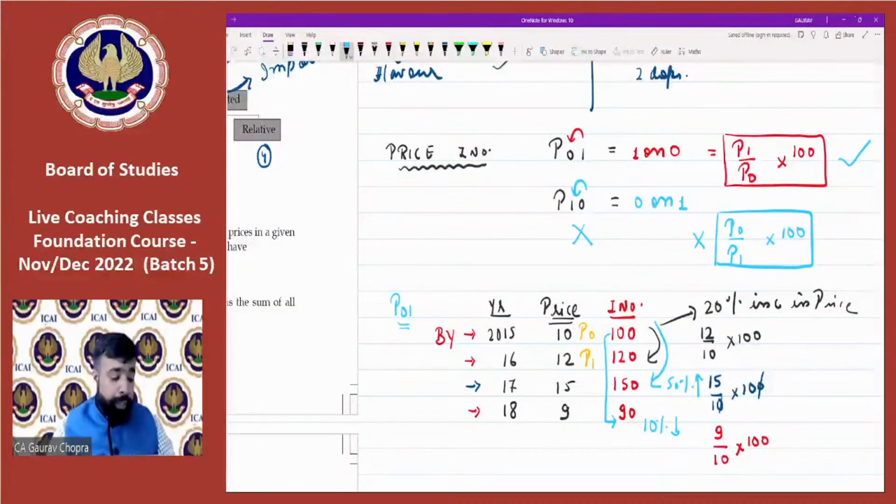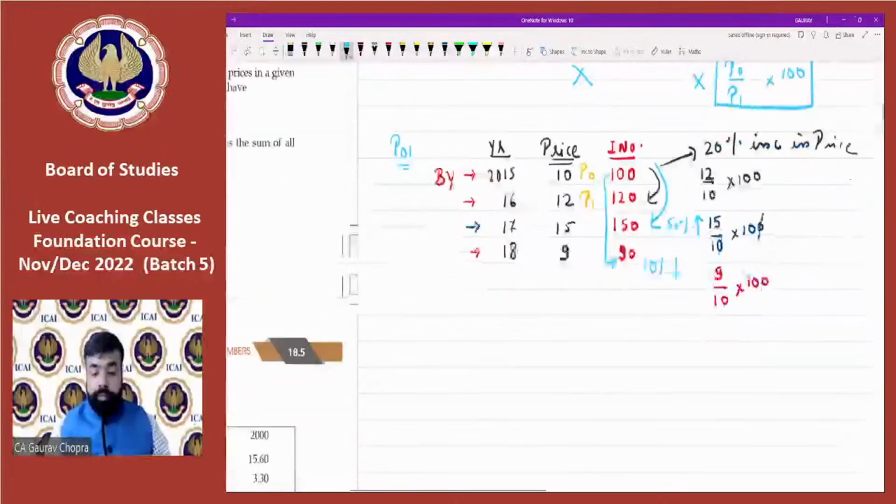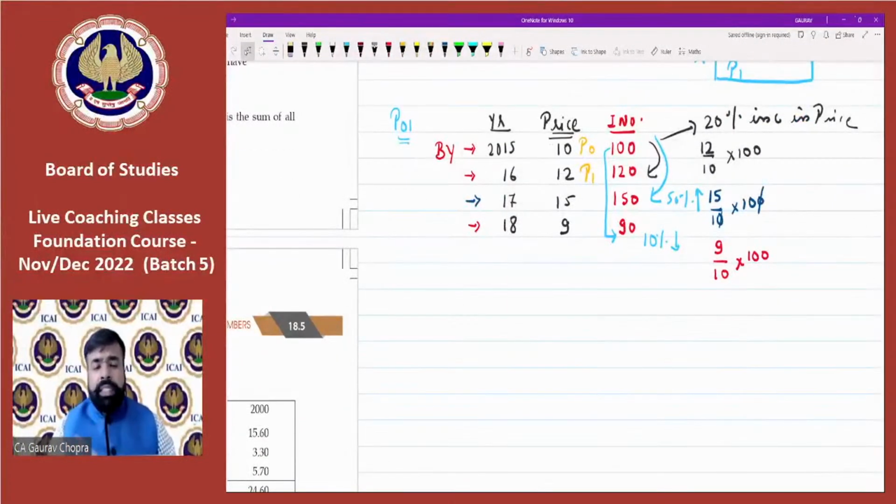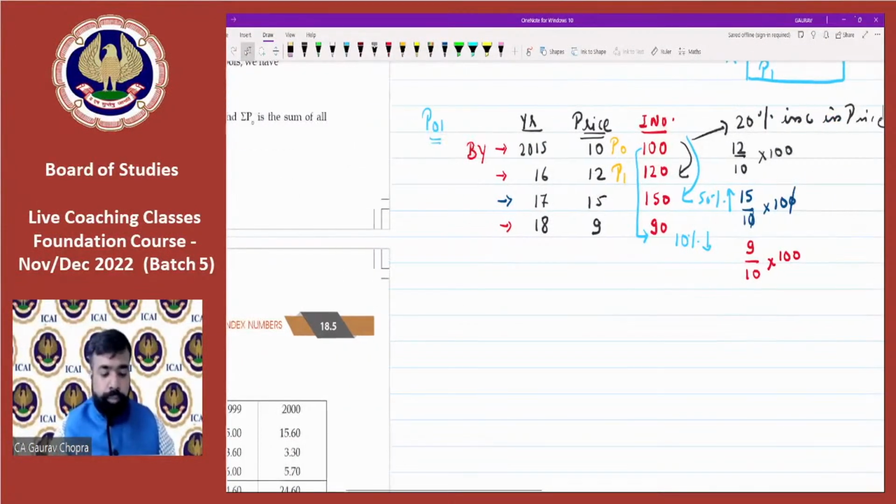Yes, so many of you have given the answer. Zeba has given, Bhargavi, Nikita, Chitrank. Great. So this is the basic for price index number.